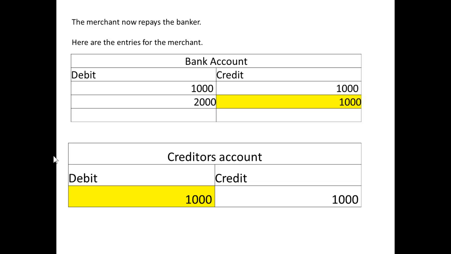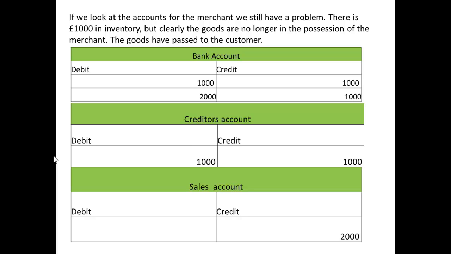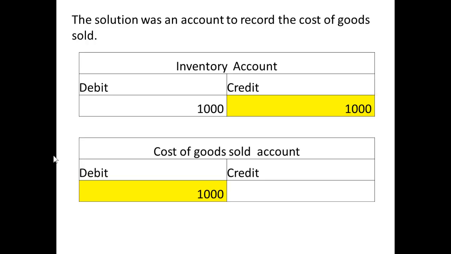When the merchant repays the banker, to whom he owed £1,000, there will be a credit to the bank account of £1,000 and a debit to the creditor's account of £1,000. Now, if we look at the accounts for the merchant, there is still a problem, because there was still £1,000 in inventory. But quite clearly, those goods aren't there. Those goods have passed to a customer. So although those are the entries so far in the bank account, the creditor's account and the sales account, they're not complete. We need something else.